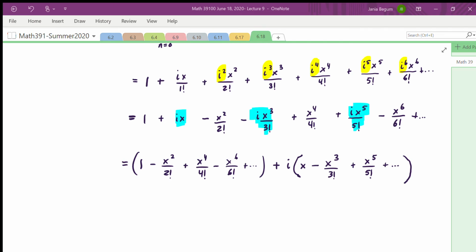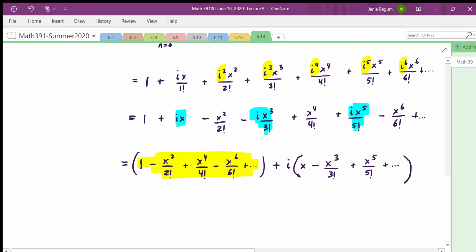I just picked on someone at random. I hope you guys don't mind. Bethany, what do you think? What do you think about this expression? So this one right here. Isn't it like sine or cosine? I'm not sure which one.